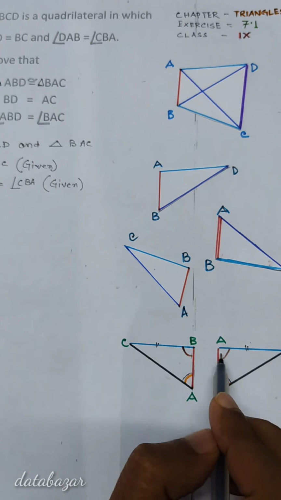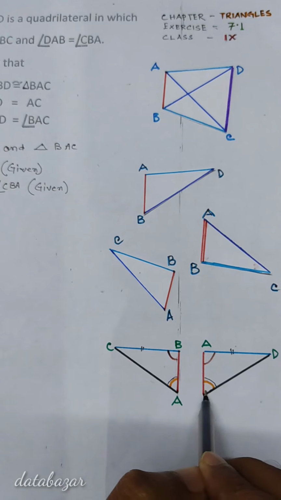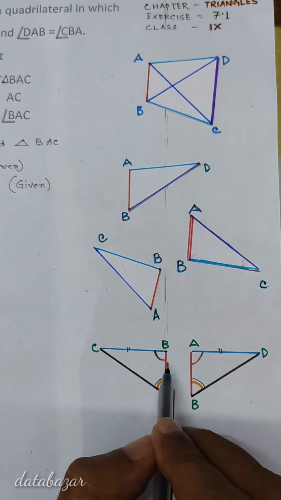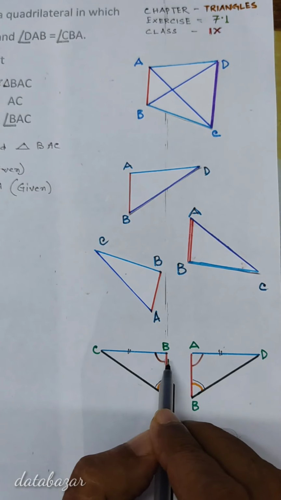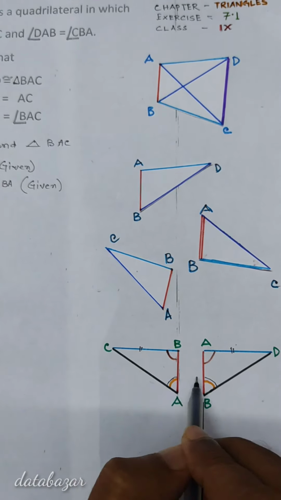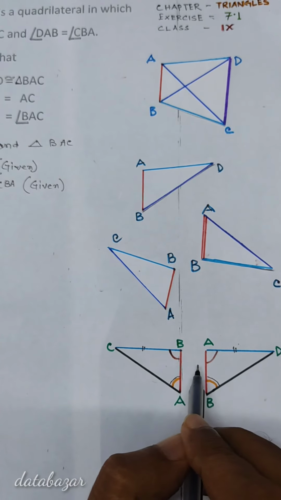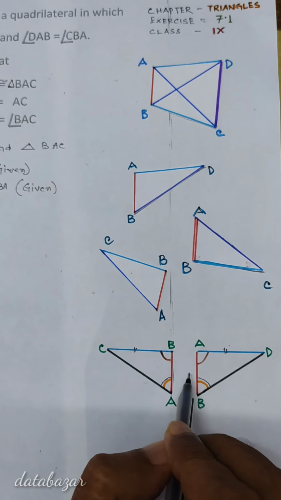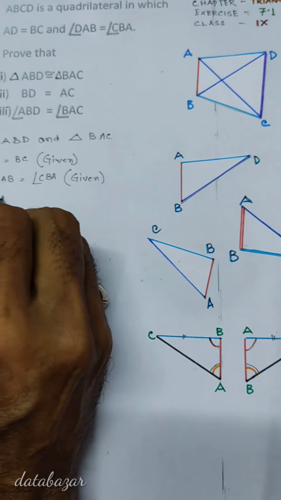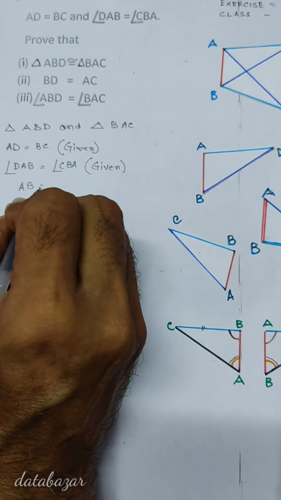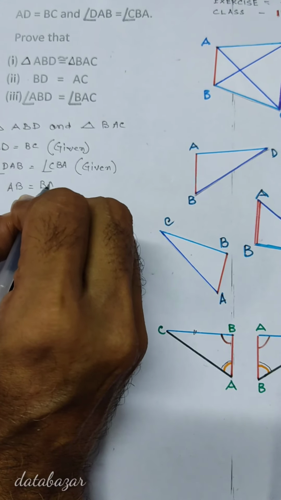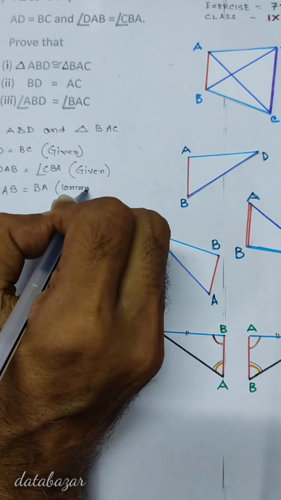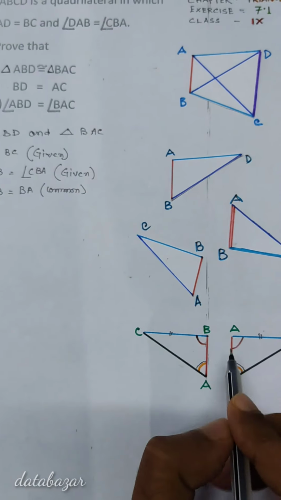Now this AB of the triangle ABD and this AB of the triangle BAC are the same. That is, the two triangles have a common side, that is AB. So we can write AB is equal to BA, and the reason we can give is common.